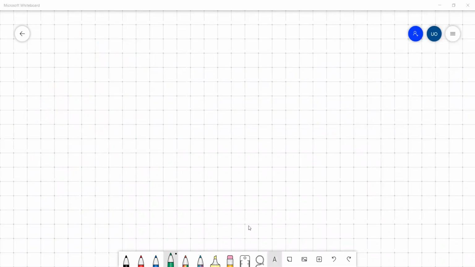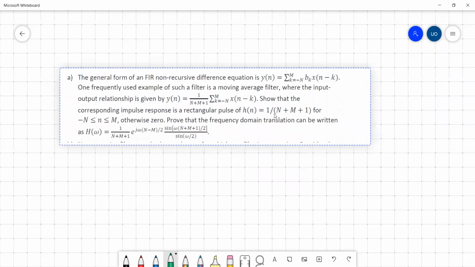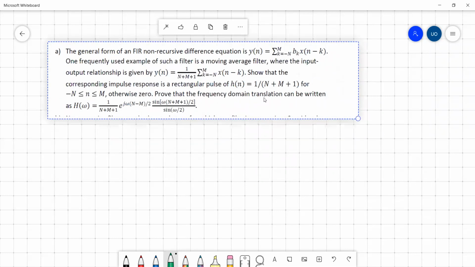So the next is another example from these filters.